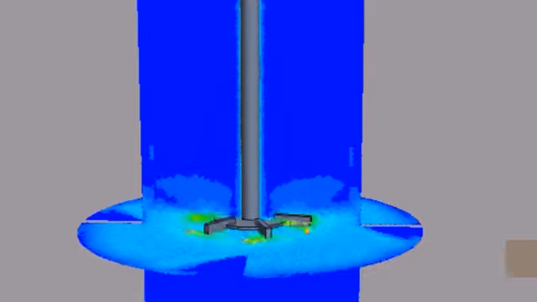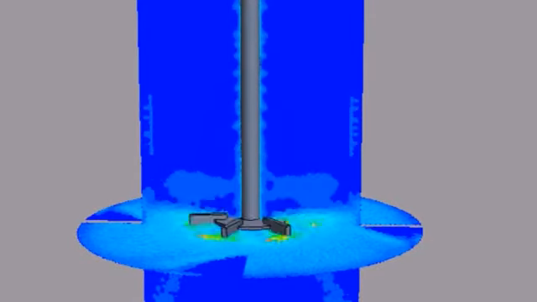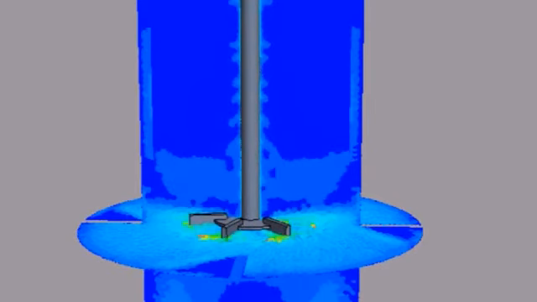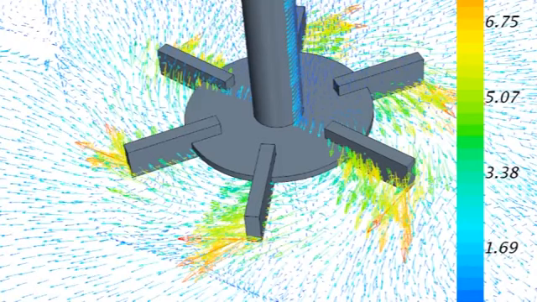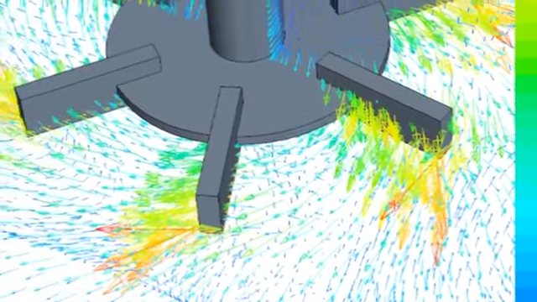Here in the Rushton turbine, we can see the turbulent flow, and it can be seen that the velocity profile shows many chaotic parts, many chaotic behaviors. It is not a predictable behavior as in the laminar.